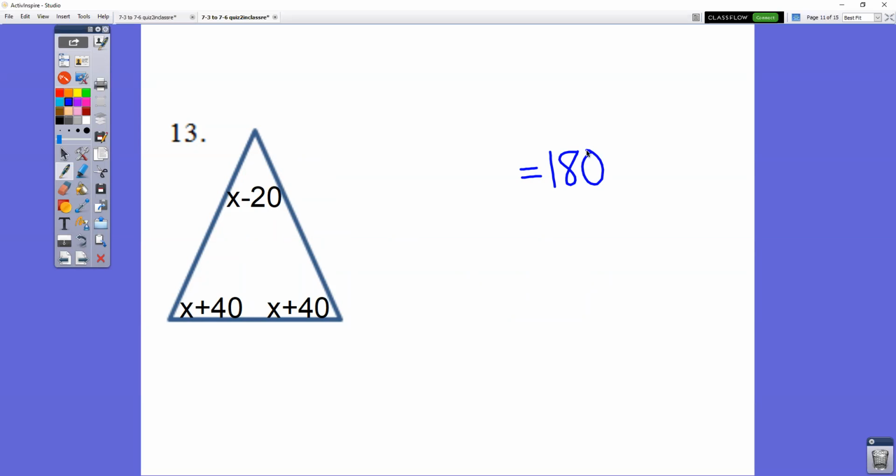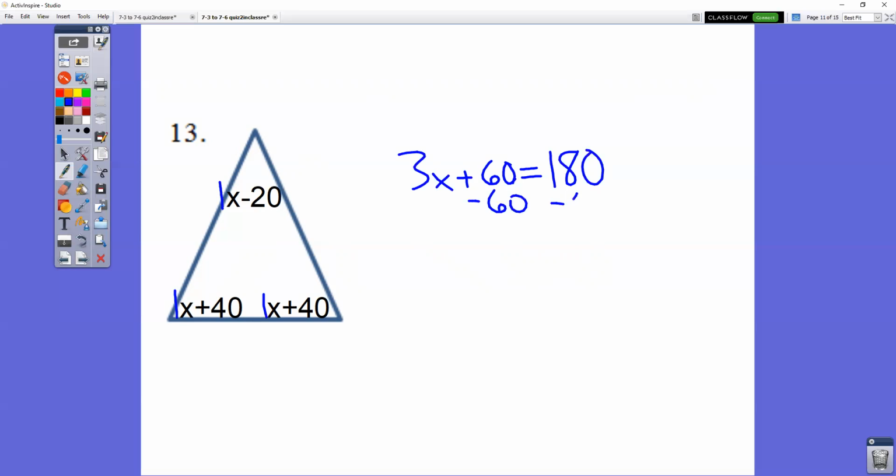The three angles of a triangle add up to 180. So we have a 1x, a 1x, and a 1x. So that is 3x. We have a 40 and a 40. That makes 80. Plus a negative 20. That makes a plus 60 in our equation.